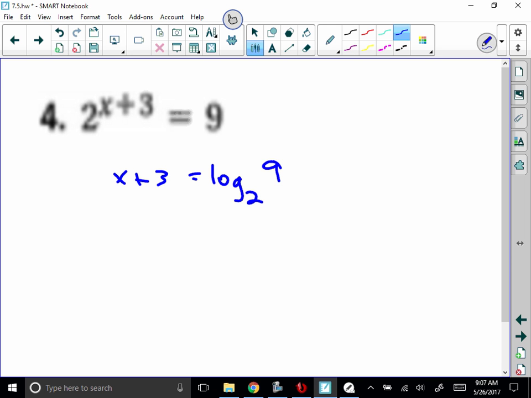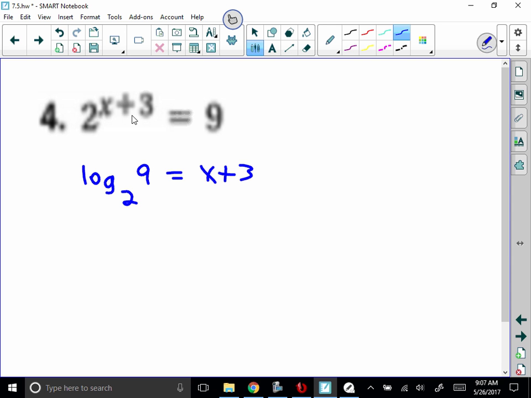Good. Now, that's a good question. Do you have to write it like that, or can the log go first? There's this thing called the reflexive property. You could write the log base 2 of 9 equals x plus 3. You could write it that way.